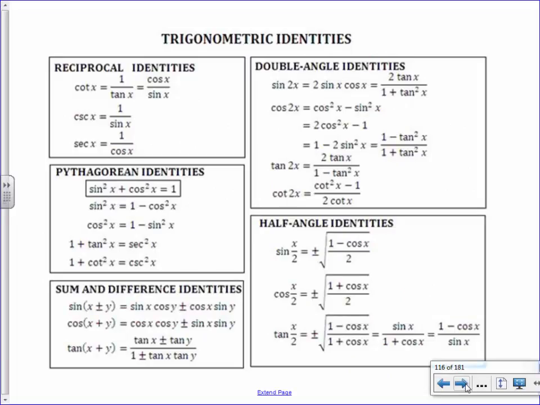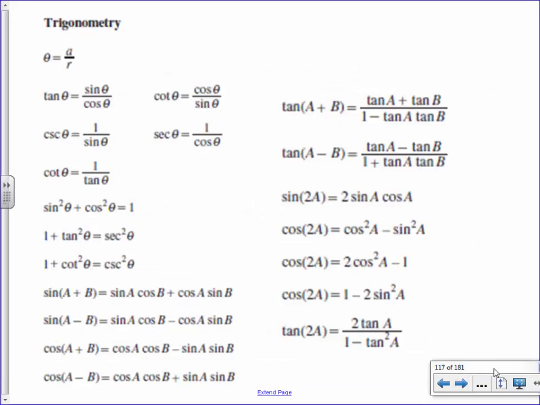There are a whole bunch of known identities, and so most of these are on your data sheet. I found this on the internet somewhere. These are the ones, though, that you are expected to be able to work with. They're the ones that are on your purple sheet.